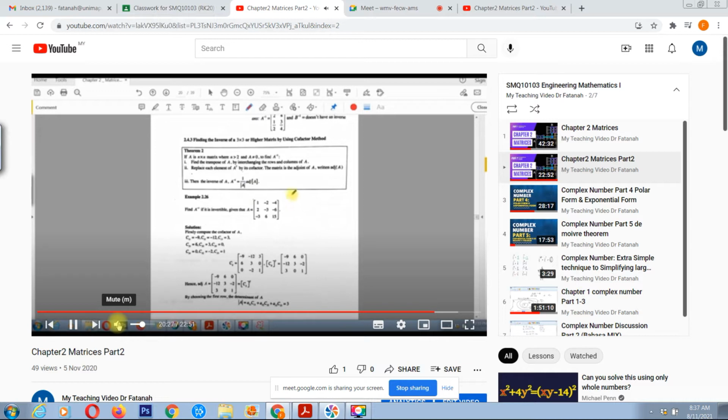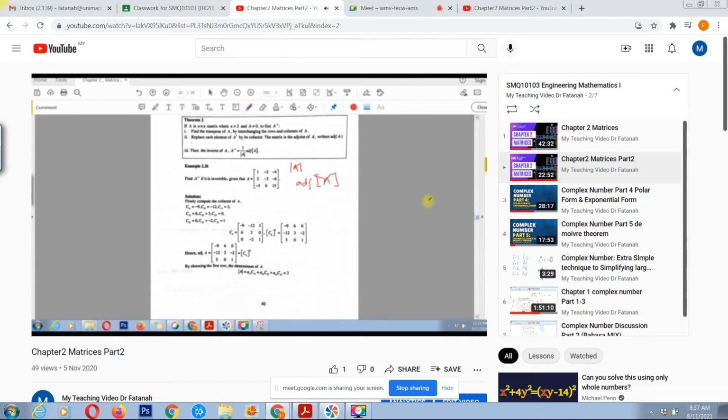First, the idea is that we should find the determinant of A and the adjoint of A. It's a lot of work you need to do, of course. So first, we compute the cofactors. We will get the cofactors C11, C12, C13, C21, C22, C23, C31, C32, C33. We put them into a matrix and then we transpose it. So hence we get the adjoint of A. Okay, I stop at this subtopic.